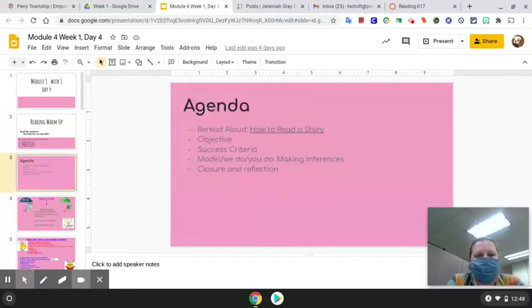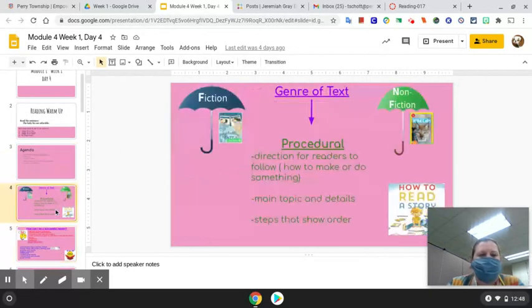Here's our agenda for today. We're going to reread how to read a story. We're going to talk about our objective and our success criteria. We're going to practice making inferences. So we'll have an I do, a we do, and a you do, and then we have our closure and reflection. We're going to be rereading a procedural text today.